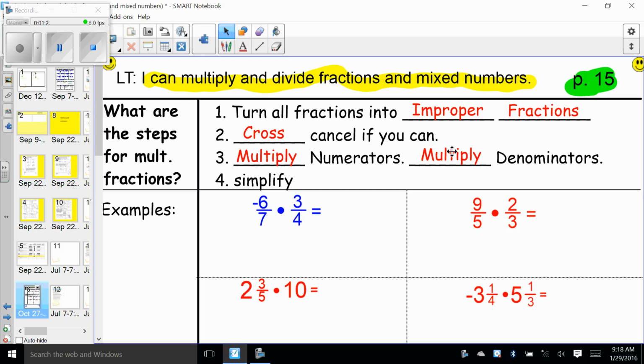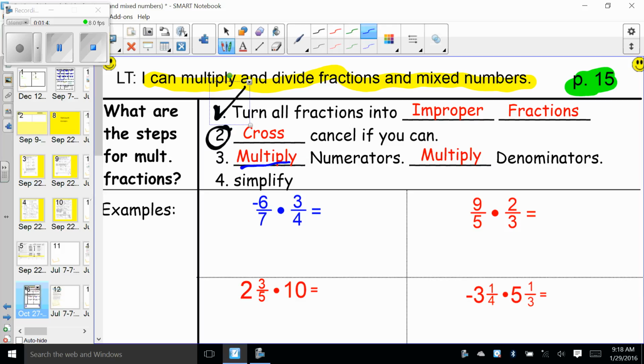All right, group, here we go. So we're going to turn all fractions into improper fractions. That's what is listed in step number 1. Well, we already have fractions, so we're ready to go. Cross cancel if we can. I'm actually not going to cross cancel on this first question. I'm just going to solve it the long way, so I'm going to skip step 2. I will kick it in on the next problem just so you can see an option of that, but I'm going to skip it for now.